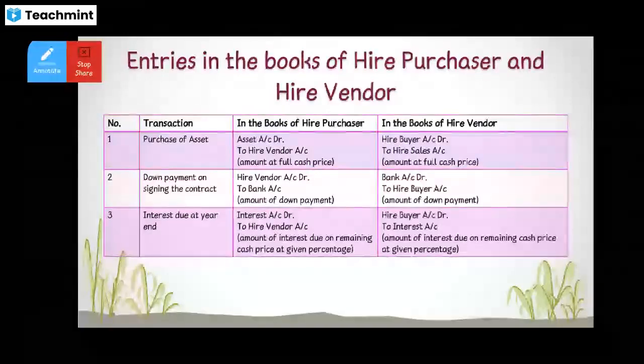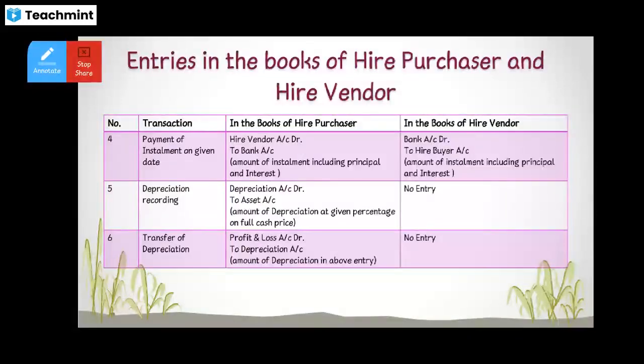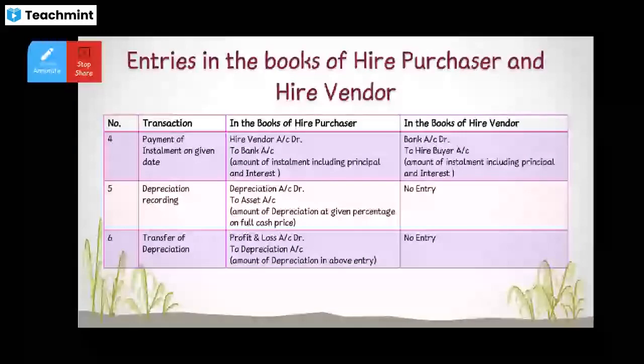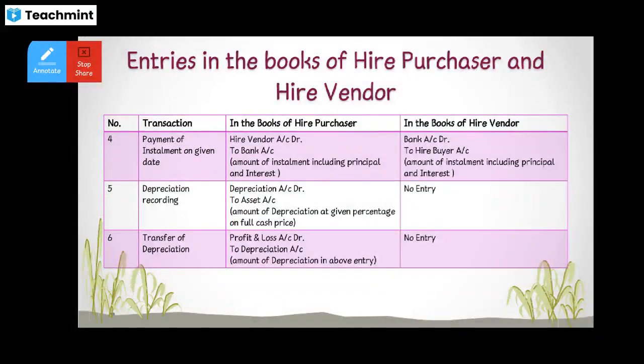Let us go ahead. Fourth entry. Fourth entry is for payment of installment on the given date. It may be year end or it may be a fixed date in the middle of the year. Then on that date, you have to pay the installment. Who is going to pay the installment? This buyer is going to pay the installment. To whom is he going to pay? He is going to pay to the vendor, and hence vendor account is debited. And he is going to pay through bank, so bank account is credited.